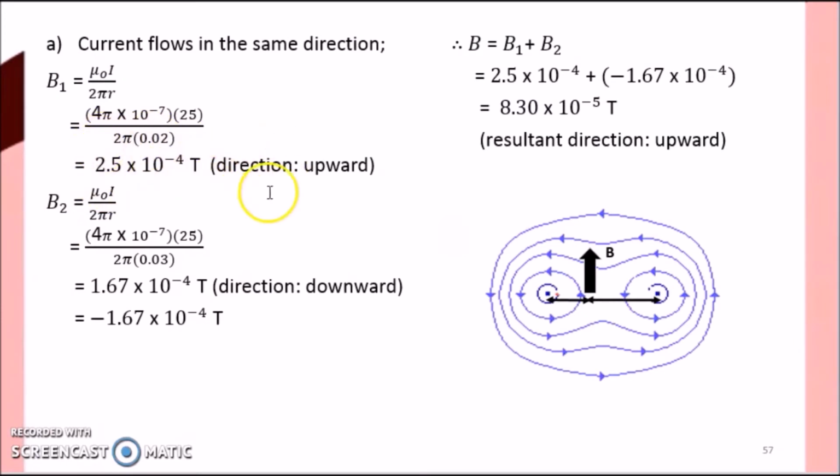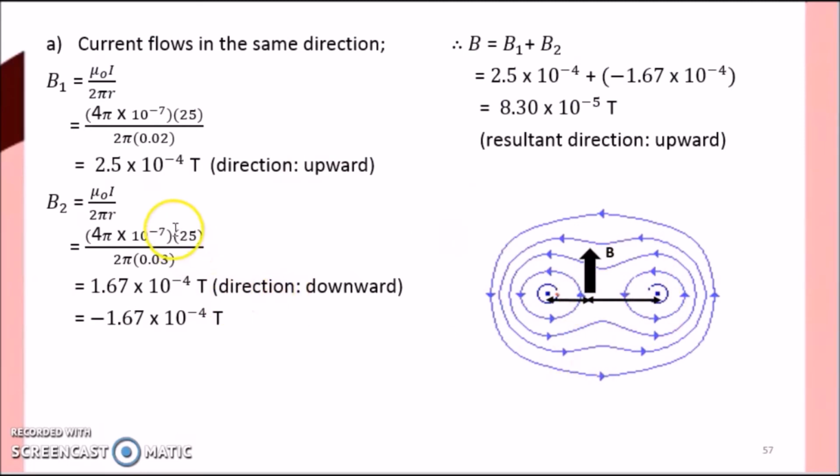To find the punya direction is from our sketch lah tadi. Okay, let's say you nak cari direction B1. So, you tengok kan dia anti-clockwise. So, at this point, the direction of the magnetic field is upward. Dekat point ni sahaja ya, dia akan ke atas. So, direction upward. For B2, dia anti-clockwise. Dekat point ni, dia akan ke bawah.